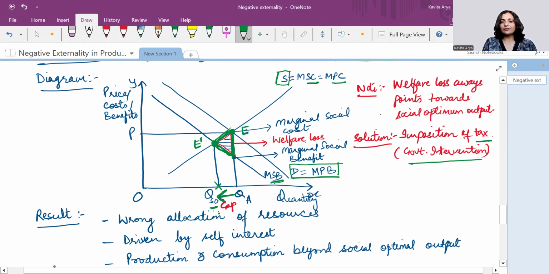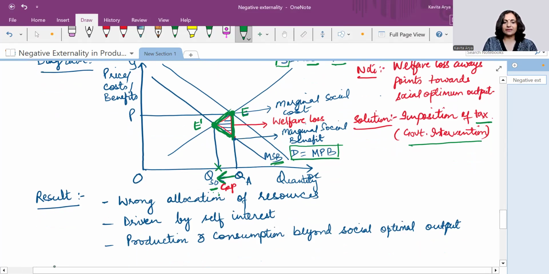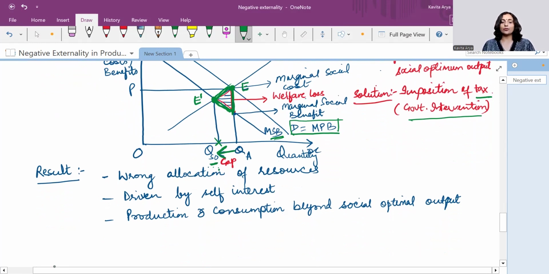So, what is the result of this negative externality of consumption? Here we see that wrong allocation of resources happens. People are driven by their own personal pleasures and they do not understand the impact of their personal pleasures on the society. So this is their own self-interest, and production and consumption is going beyond the social optimum level of output, which should be curbed and intervened. I hope the things are clear to you.